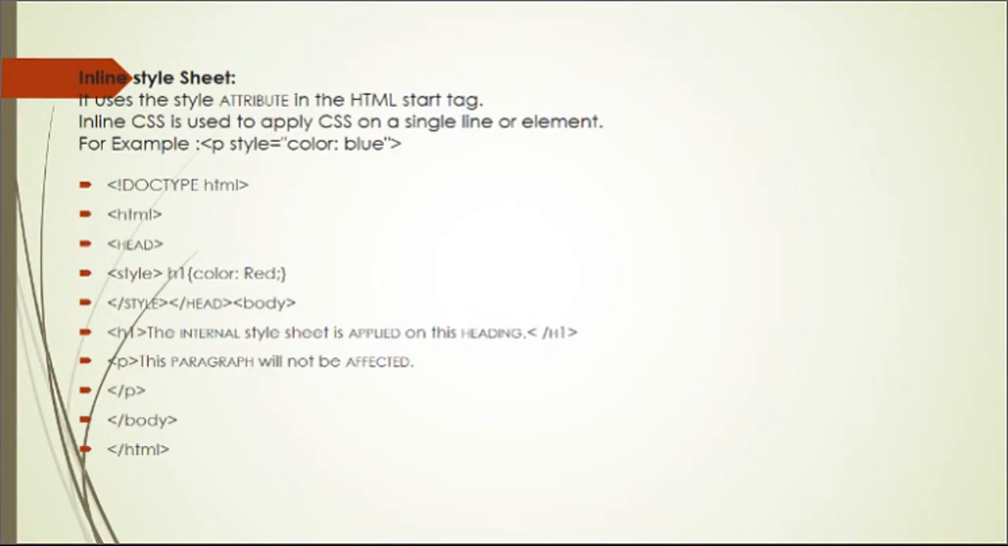Next one is the first type of CSS, the inline style sheet. It uses the style attribute in the HTML start tag. Inline CSS is used to apply CSS on a single line or element. Why is it called inline? Because we can apply this inline CSS for a single line or a single element. When we want to apply for a single line, we use the inline CSS.